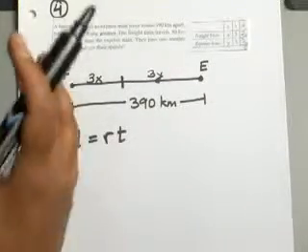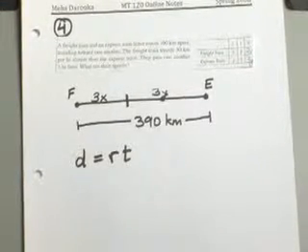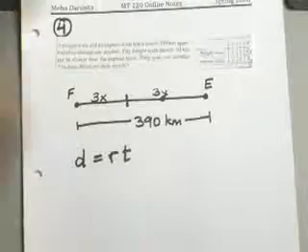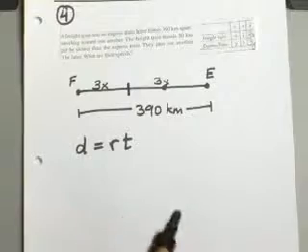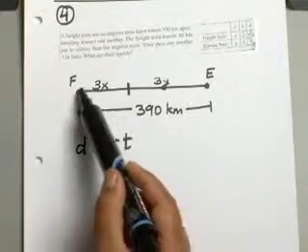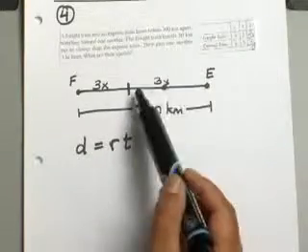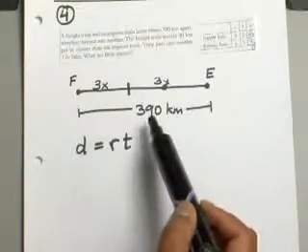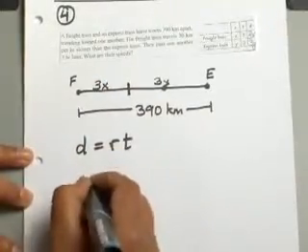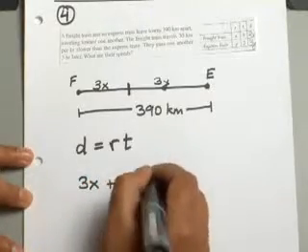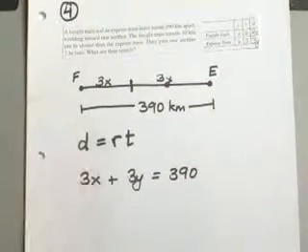Okay, now that we have taken all the information here, how do we put it all together? How do you come up with your two equations to solve this problem here? Now the first equation will be fairly easy, because we are saying that this distance is 3x and this other distance here is 3y, and together they should add up to 390 kilometers. So for our first equation, we can say the distance covered by the freight train and the distance covered by the express train has to add up to 390 kilometers.